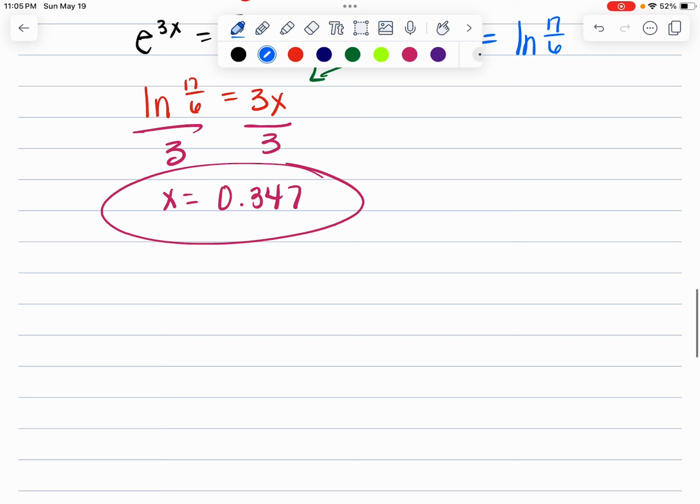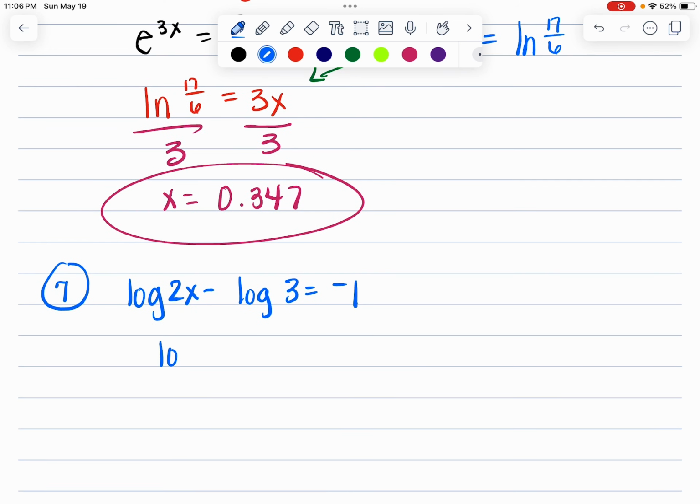Number 7 is also obviously a logarithm. Log 2x minus log 3 is -1. Okay, so the first thing I'm going to do is use the property we did up in number 4, and I'm going to condense that and make it one logarithm. Now, since it is subtraction, that means I will be dividing, so it's going to be the log of 2x over 3 is -1.